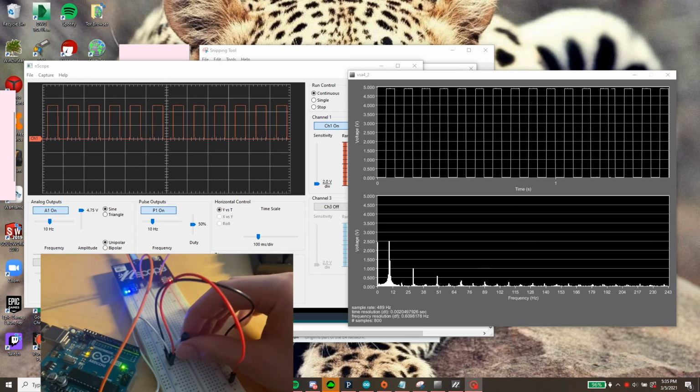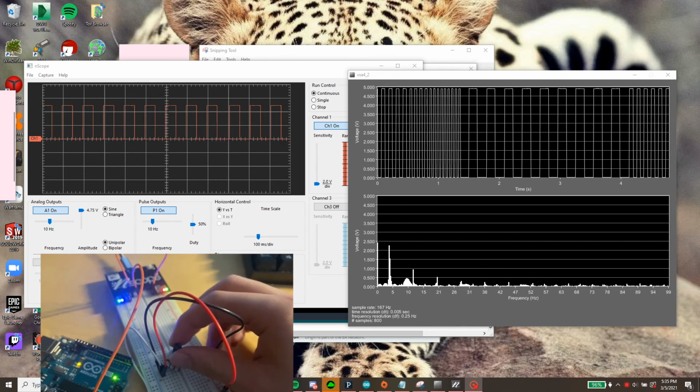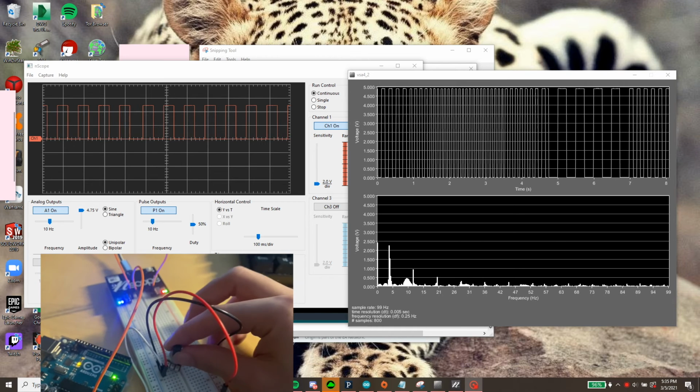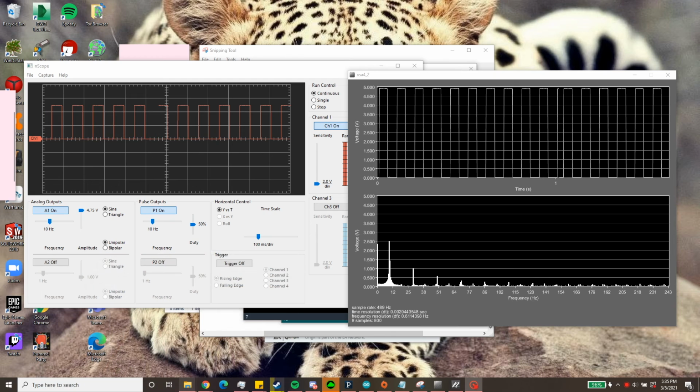Here is the second part of the lab of the square wave, and right now I'm adjusting the potentiometer so we can change the frequency with it. But let's examine the amplitude spectrum plot. From the amplitude spectrum plot, we see the Fourier series for a square wave.